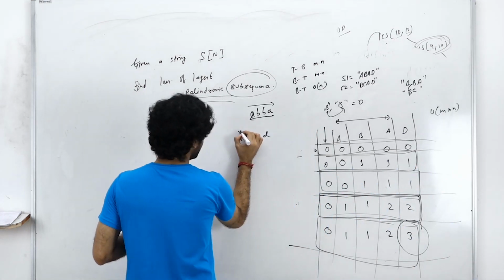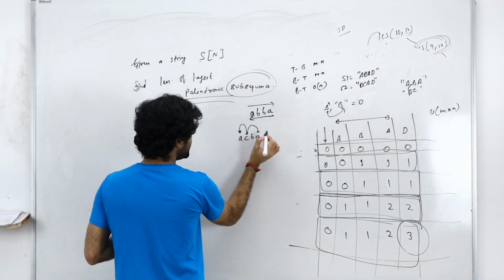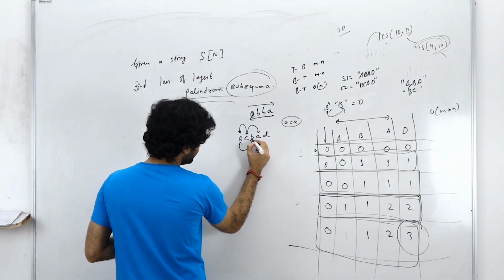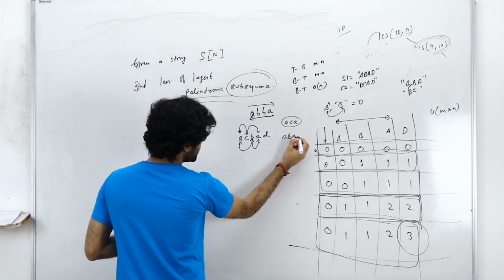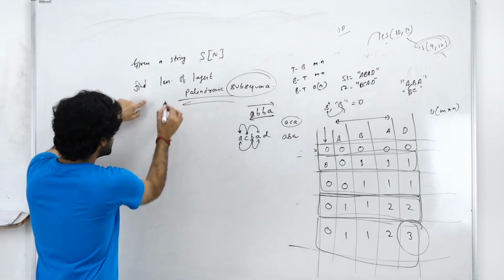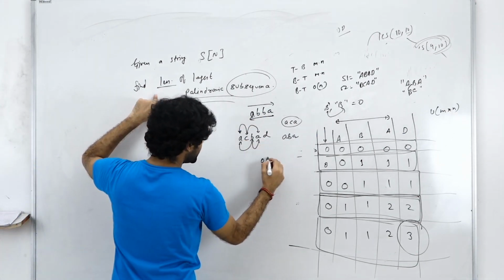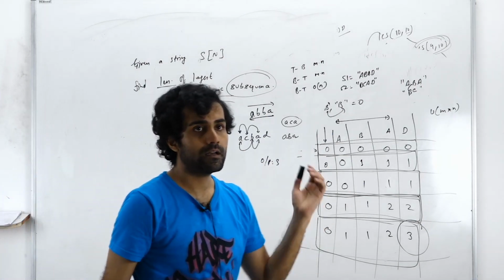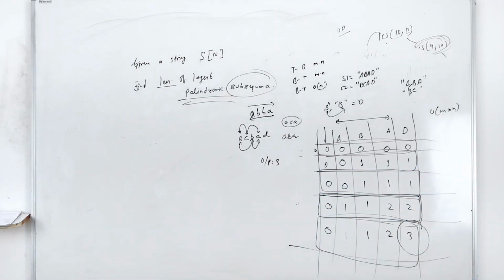So if I take ACA, this is a palindromic subsequence. You could also have taken ABA because this is also a palindromic subsequence. I am interested in the length, and both of them have length 3, so I can just output 3. Okay. Did everyone understand the meaning of the question? Just type in yes or no.